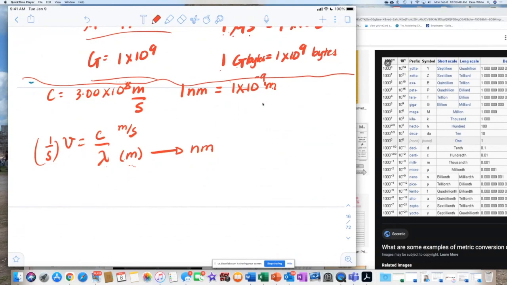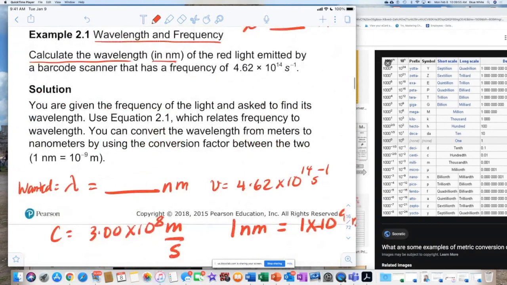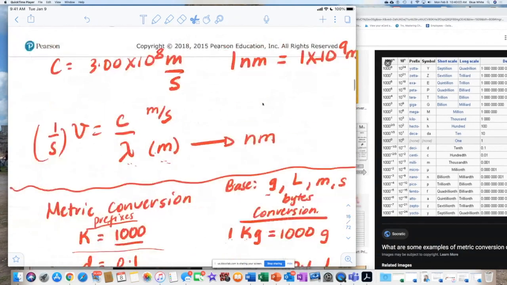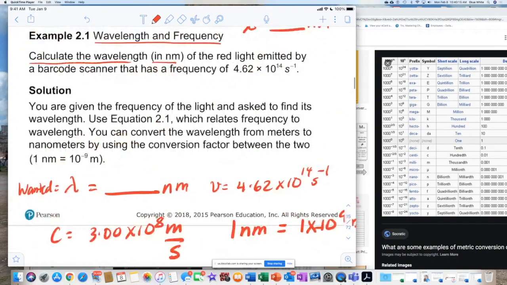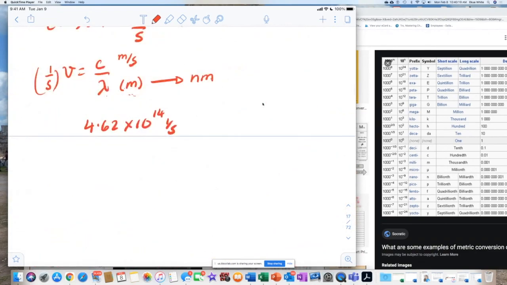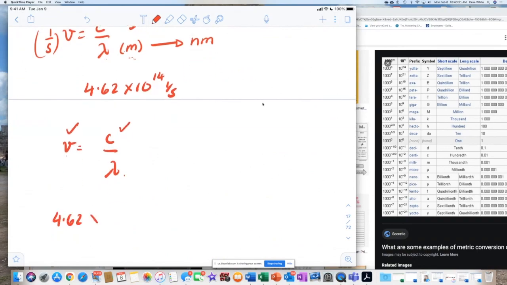We're trying to find lambda. I need the actual number they gave me, the frequency: 4.62 times 10 power 14 per second. For v equals c over lambda, where v is the frequency, I have this number and this number, so I can get that number. So 4.62 times 10 power 14 per second equals 3.00 times 10 power 8 meters per second over lambda.